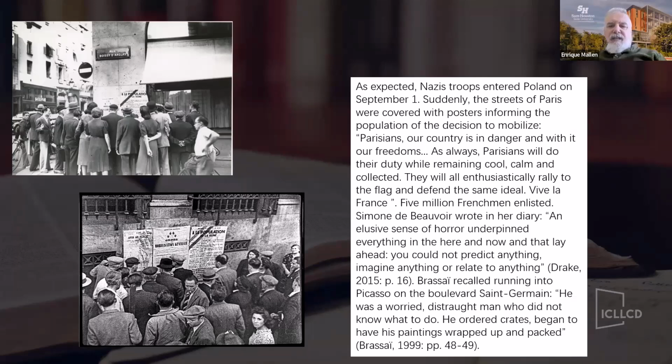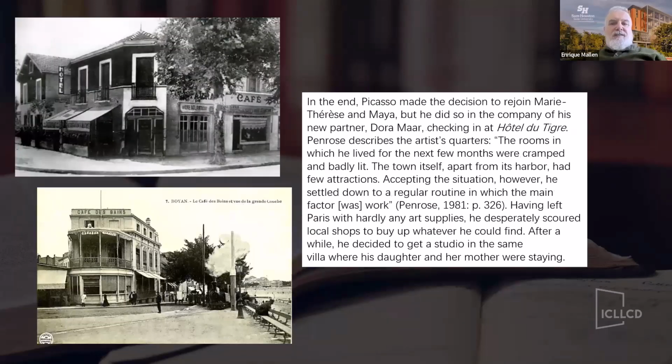Persay recalled running into Picasso on the Boulevard Saint-Germain. He was a worried, distraught man who did not know what to do. He ordered crates, began to have his paintings rubbed, and packed. In the end, Picasso made the decision to rejoin Maria Therese and Maya, but he did so in the company of his new partner, Dora Maar.